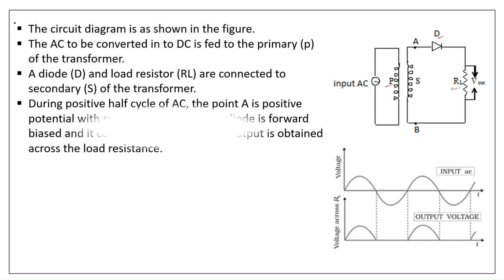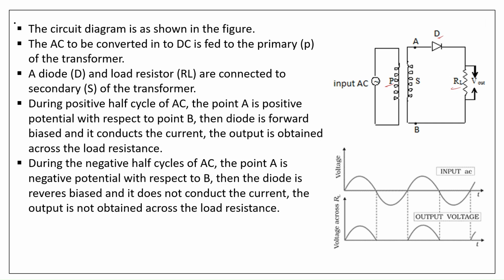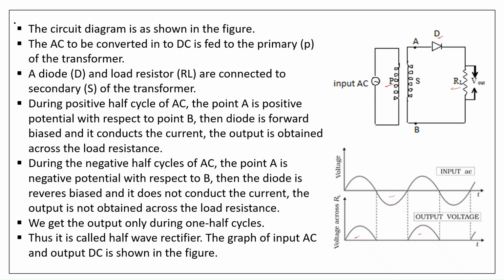During the positive half cycle of AC, the point A is at positive potential with respect to point B, then the diode is forward biased and it conducts current, and the output is obtained across the load resistance. During the negative half cycles of AC, the point A is at negative potential with respect to B, then the diode is reverse biased and it does not conduct current. The output is not obtained across the load resistance. We get the output only during half cycles. Thus it is called a half-wave rectifier. The graph of input AC and output DC is shown in the figure.